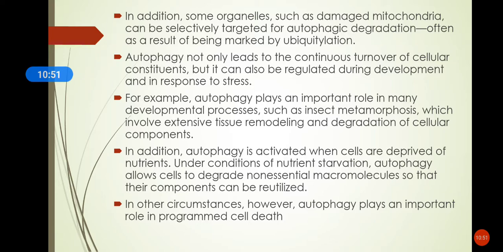If an organelle is damaged, like for example mitochondria, it is selectively targeted for autophagic degradation. That is, it will be marked by ubiquitination, marked by a protein. That protein will be the signal for the lysosome. In that way, autophagy helps in the continuous turnover of cellular constituents, and it is also regulated during development and in response to stress.